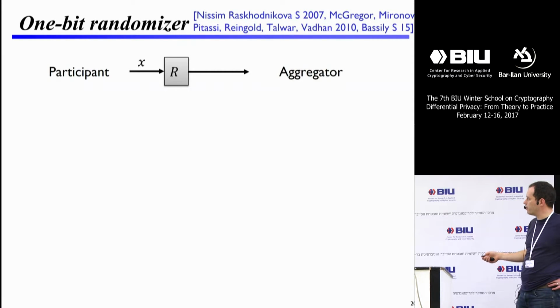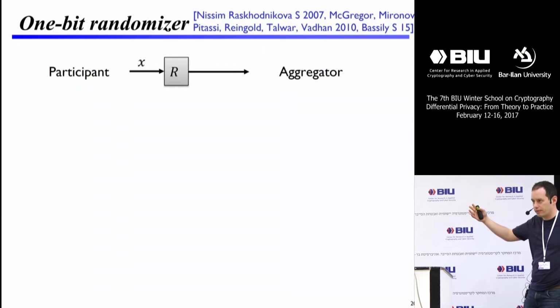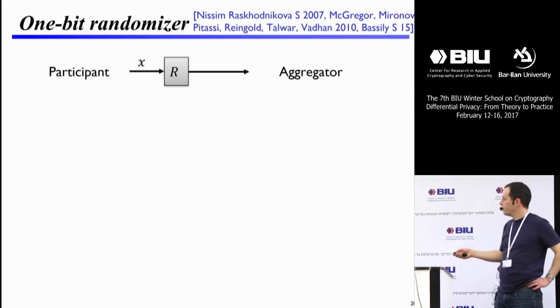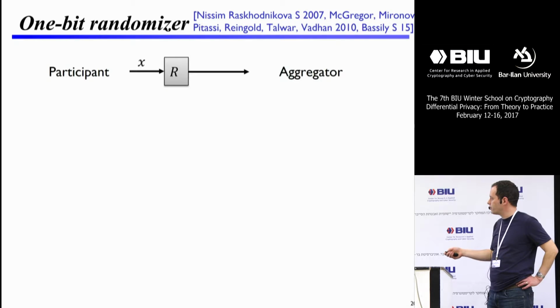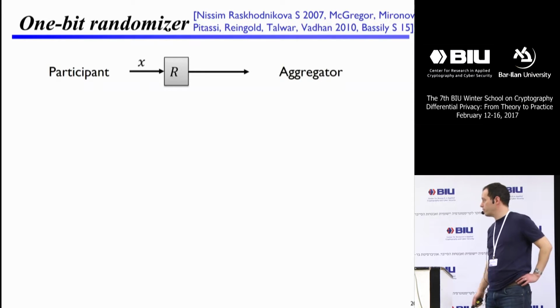So here's our, let's say we've got some randomizer, we'll call it R. It doesn't have to be the randomizers we were talking about earlier in the talk. It's just anything that's locally differentially private. Okay, so in the normal picture, the participant puts in a value x and sends R of x to the aggregator, where R of x is a random variable, and the randomness comes from the coins of R.